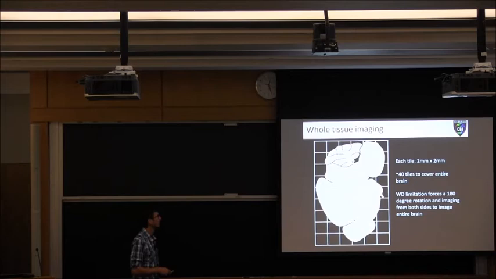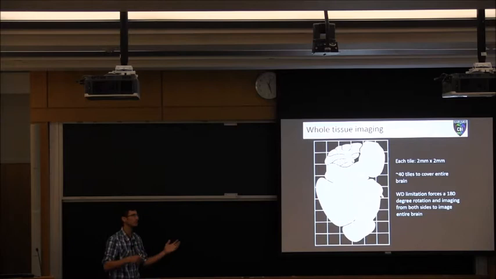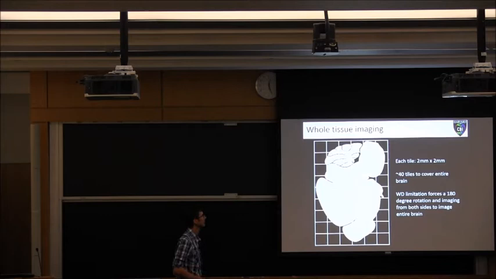So if you do want the entire brain, you have to image it from one side, do 180 degree rotation, image it from the other side, and then use some software layers to put those back together. So, but still, even doing it that way, it takes about 3 hours to image. Unless you're doing like a lot of colors, you're doing 4-color imaging.